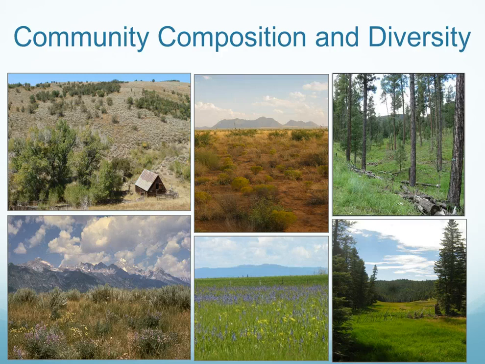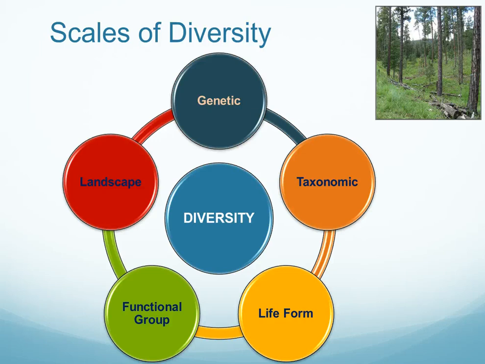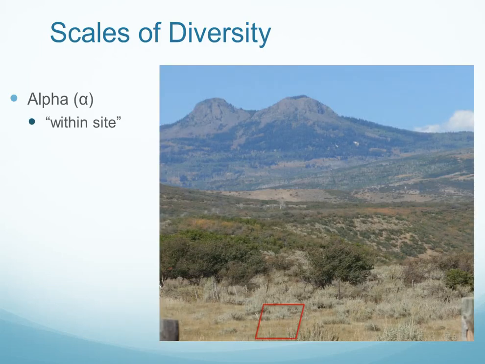Diversity reflects the variation within and among living organisms on a site. In this discussion, we will be focusing on plant diversity exclusively. There are a variety of scales at which diversity can be considered, such as genetic, taxonomic, considering the life forms or functional groups, and also landscape scales. The alpha, beta and gamma diversity are often used to describe differences in diversity at different spatial scales.